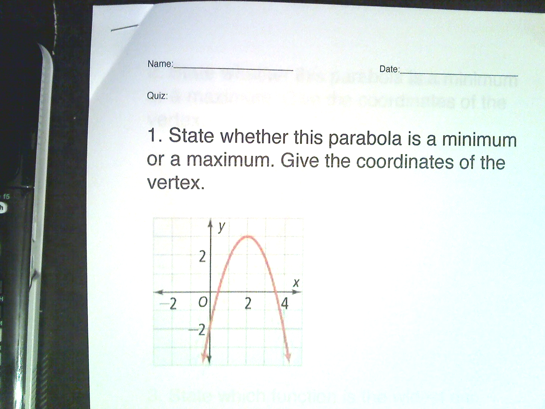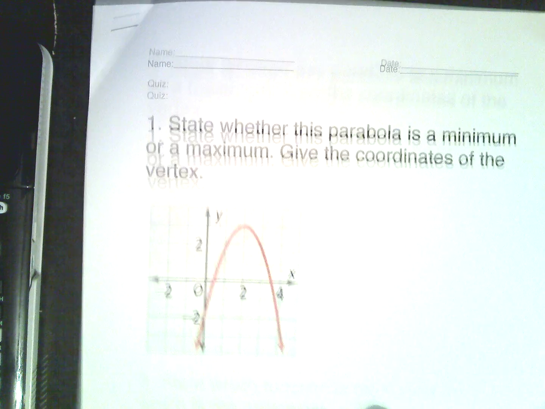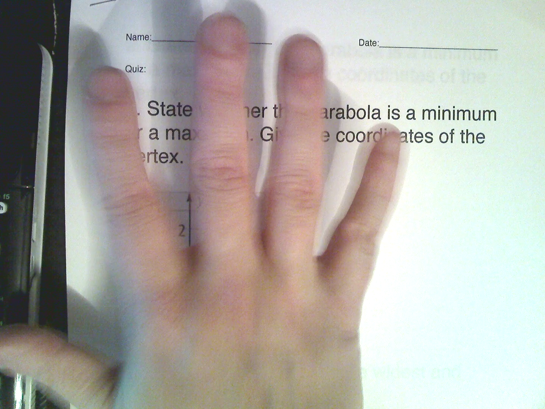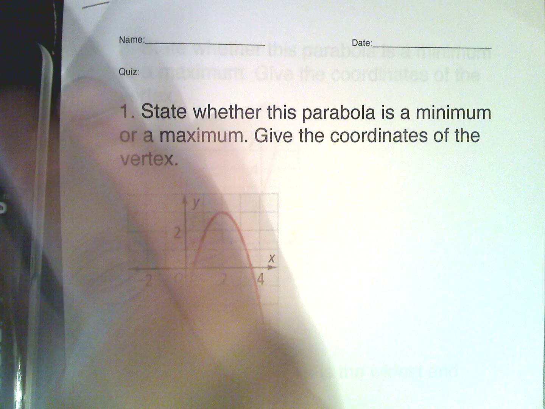Hello, algebra students. I'm going to read the directions for your quiz for Friday that has to be handed in on Monday. I'm just going over these, maybe with a couple of tips along the way.